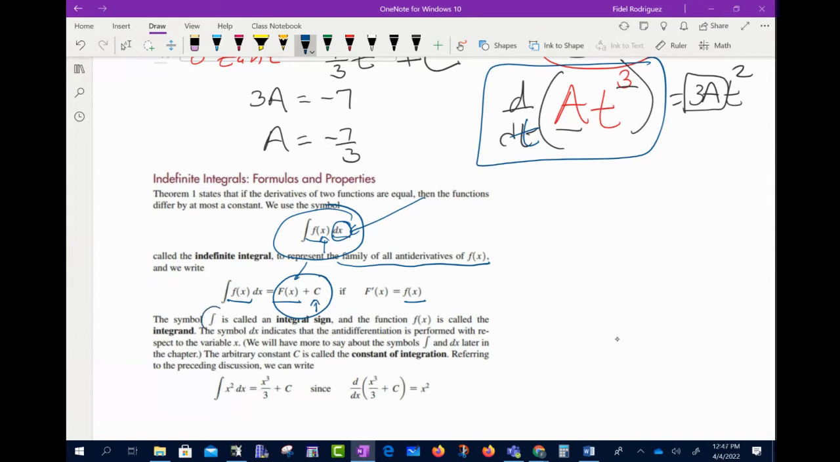So this little symbol here, y'all, is what we call the integral sign. The function f of x is what we call the integrand. And dx indicates that the antidifferentiation is performed with respect to x, which is what we were talking about, okay? And then the arbitrary constant, here it is, John, is that constant of integration, okay?